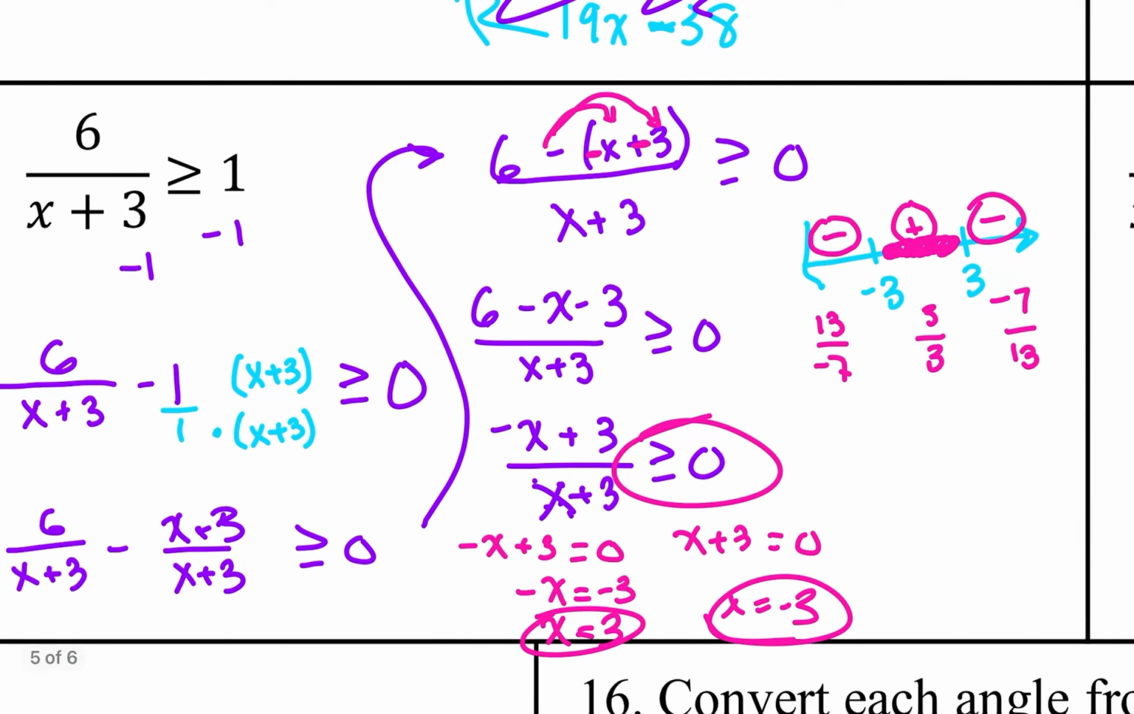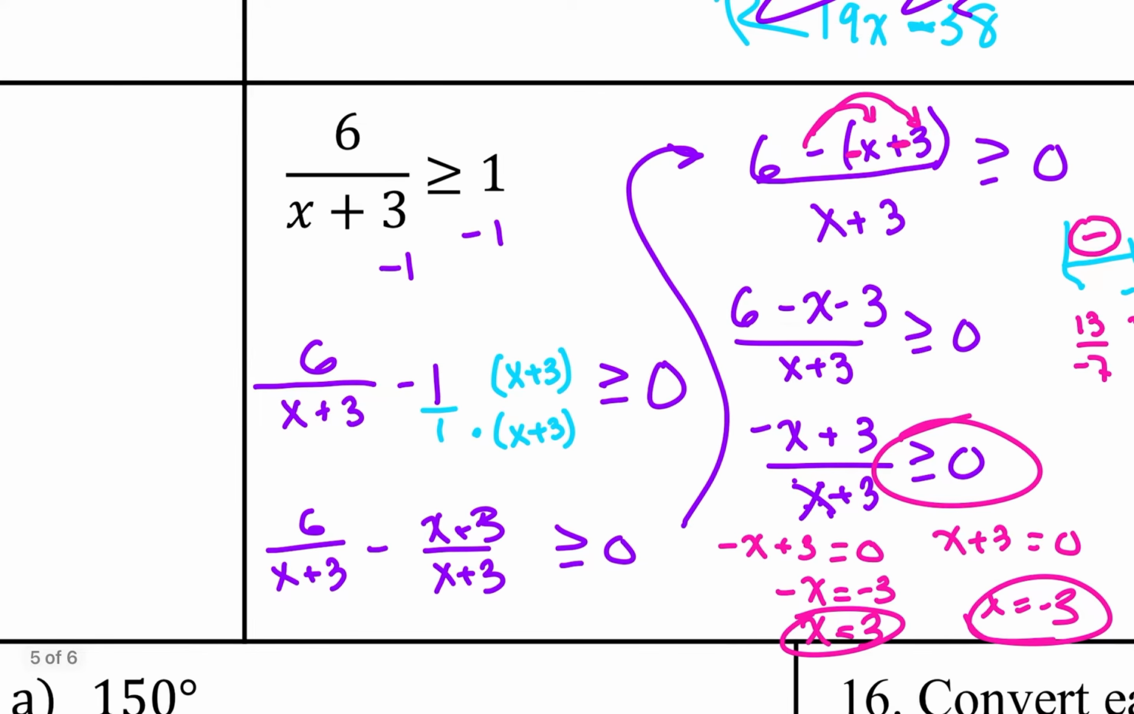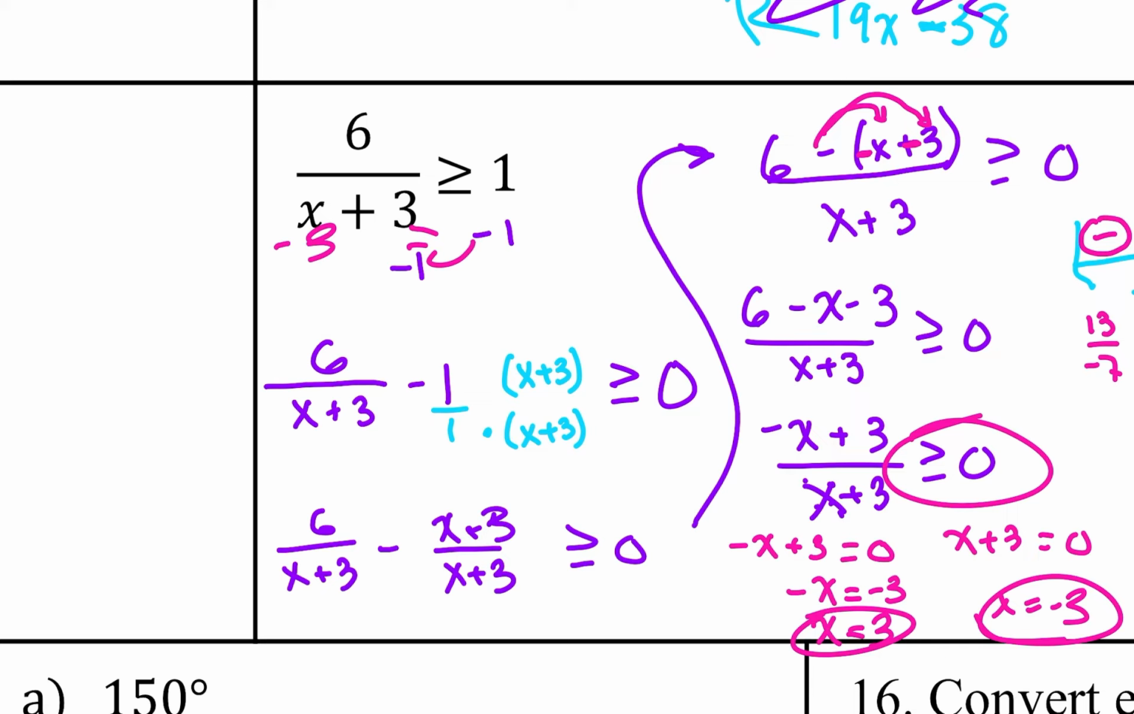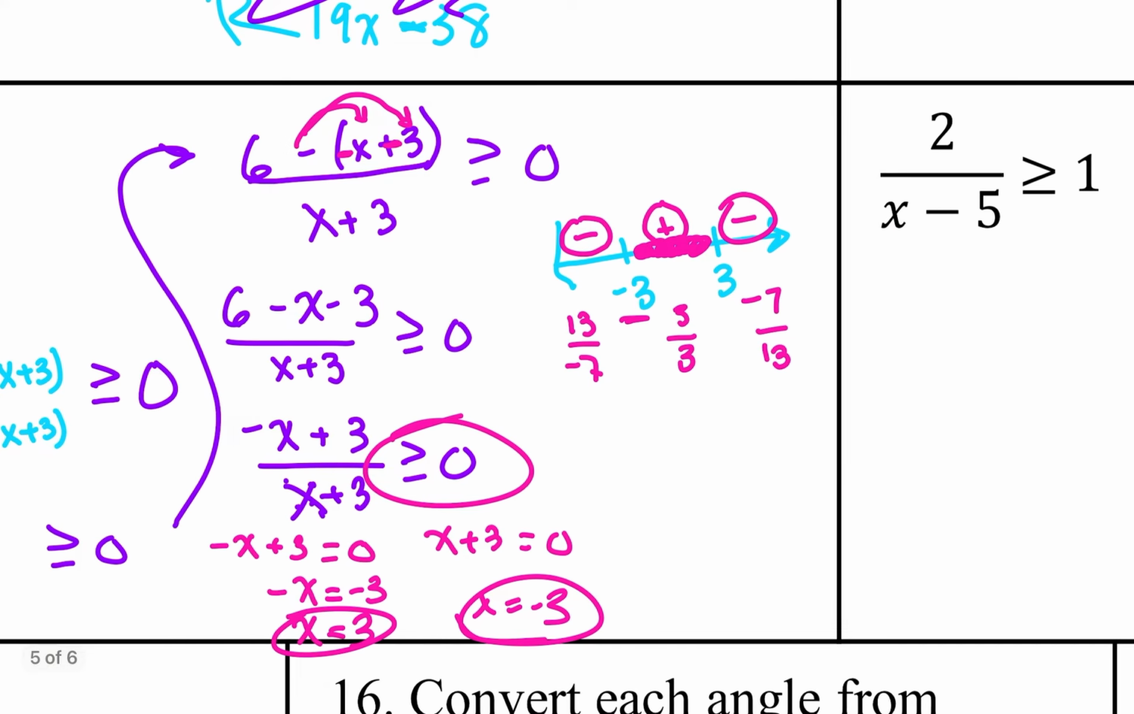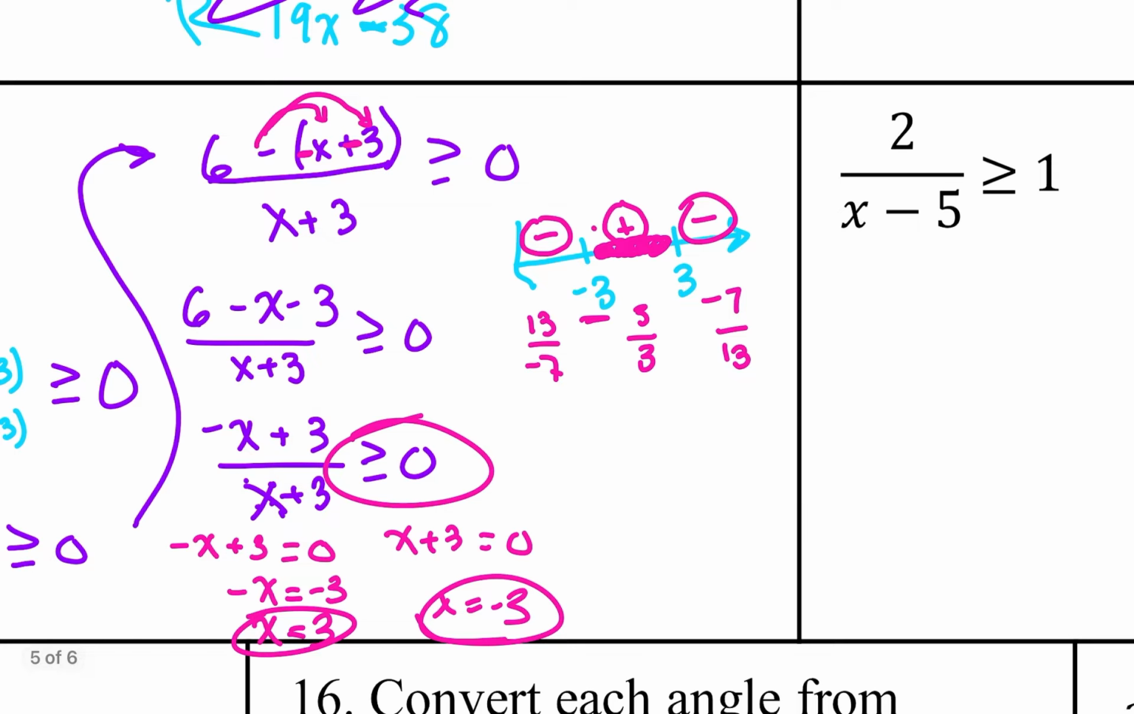Go back and look at the original problem. If I plug negative 3 in, negative 3 on the bottom is going to make the bottom equal 0 because it's negative 3 plus 3, and that is not allowed. So I know that my problem is not allowed to equal negative 3. So we'll put a parenthesis there.